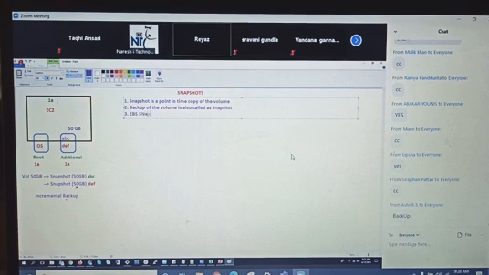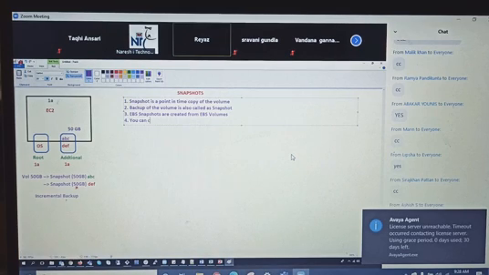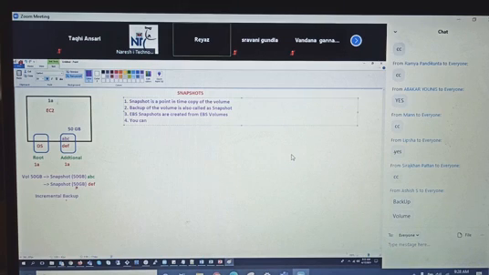EBS snapshots are created from EBS volumes. What do you create from the volumes? What do you create from the snapshot? From where do you create the volumes, guys? Again, from the snapshots. So you can create a snapshot from the volumes. From where do you create the snapshot? From the volumes. That means from EBS volumes, you create an EBS snapshot, and from EBS snapshots, you create EBS volumes again.